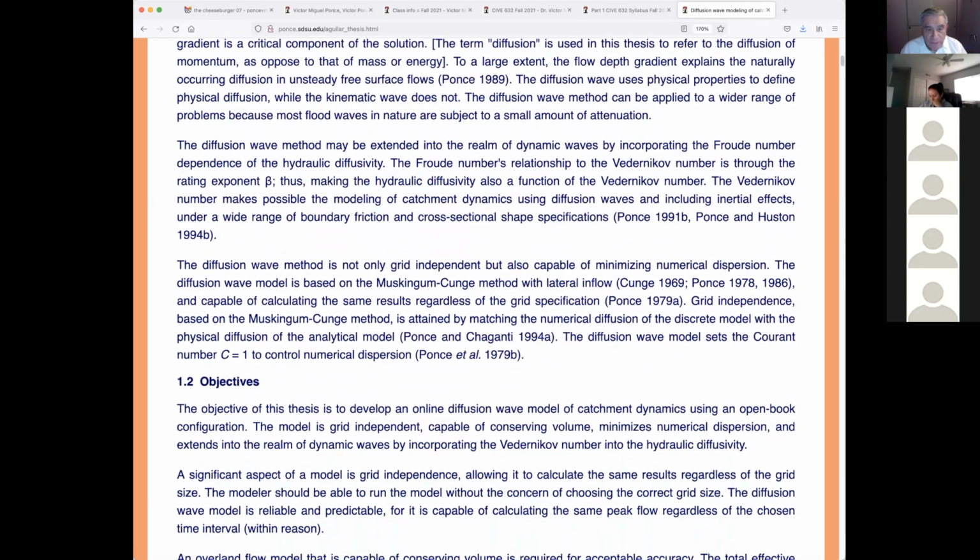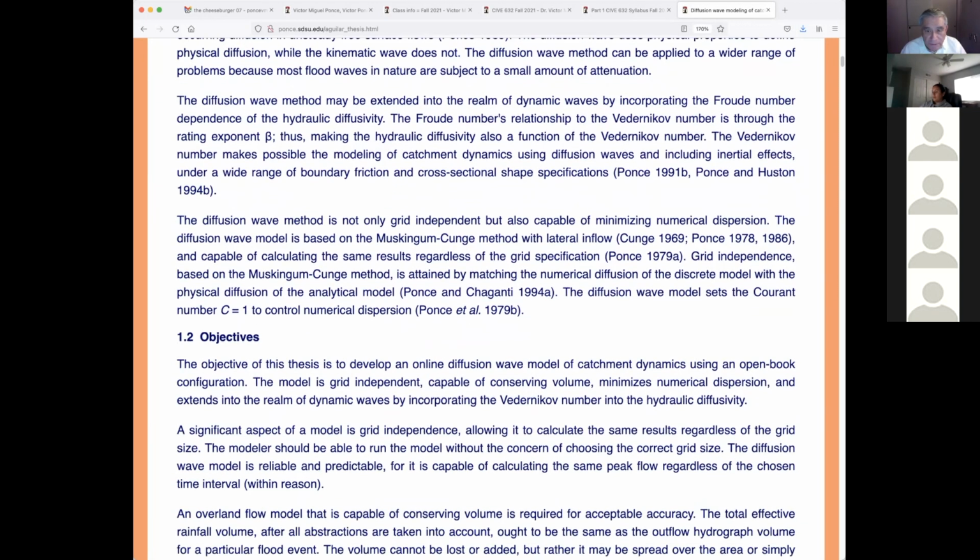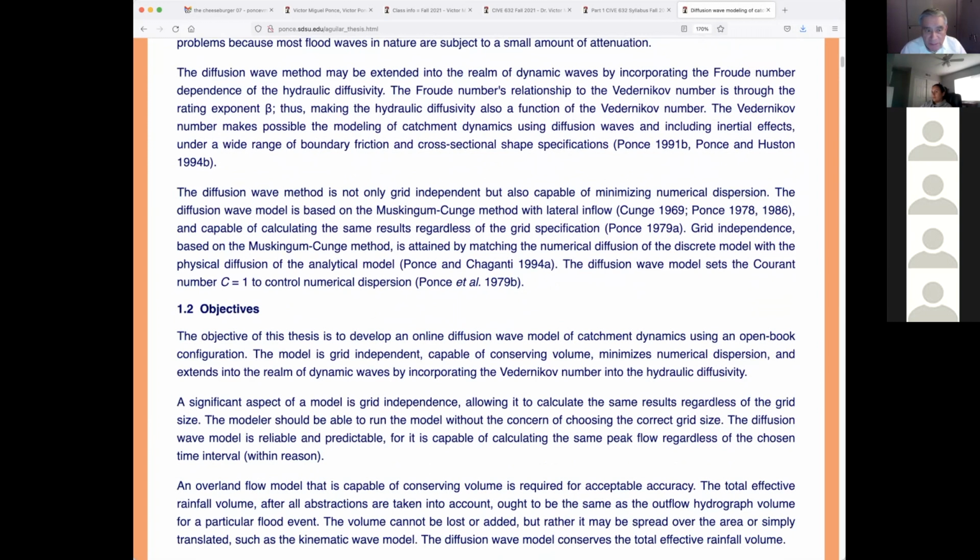Okay, the diffusion wave method is not only grid independent, but also capable of minimizing numerical dispersion. Because if there is dispersion, since we're not considering dispersion in the calculation, we should eliminate it. And to do that, we know how to do it. We take the Courant number set equal to 1, and at that point, the whole thing nicely gets into the category of a diffusion wave without grid dependence. What I say is that grid independence, based on the Muskingum-Cunge method, is attained by matching the numerical diffusion of the discrete model with the physical diffusion of the analytical model.